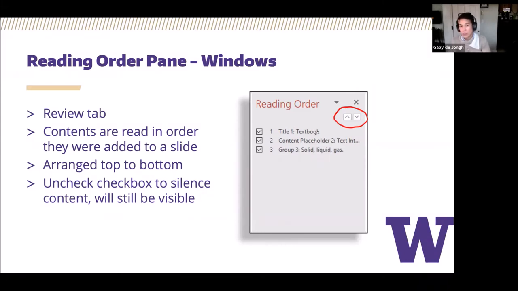In this case, the slide title should be the first element announced, followed by text content, then the alt text assigned to the group image. You'll also notice these check boxes that appear just to the left of these elements. Unchecking those check boxes will signal the screen reader to skip announcing that content, but that content will still be visible on the slide.